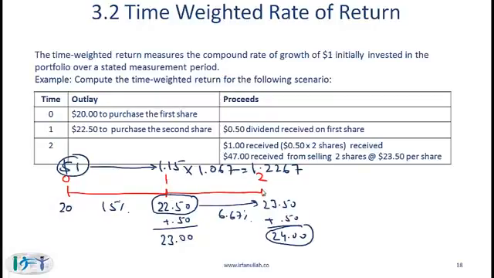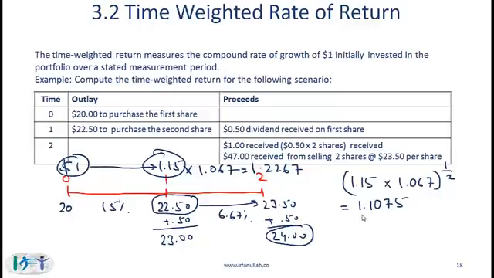But we need to say what the growth rate has been on average each year. For that, we need to compute the geometric mean. And we do that by multiplying 1.15, which is this number, by 1.067, and then raised to the power of 1 over 2 because we have 2 periods, and we get 1.1075. This means that each period on average the rate of return is 0.1075, which is the same as 10.75%.